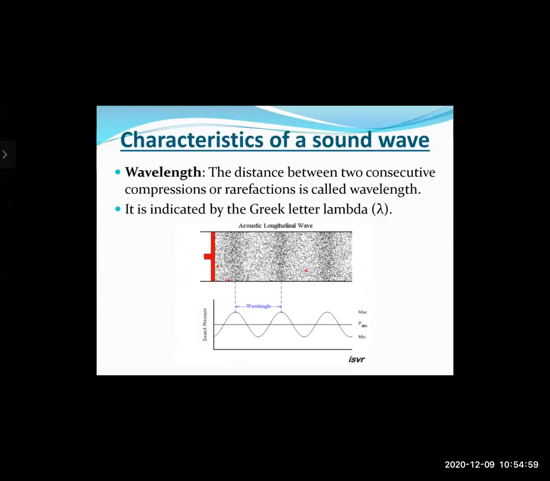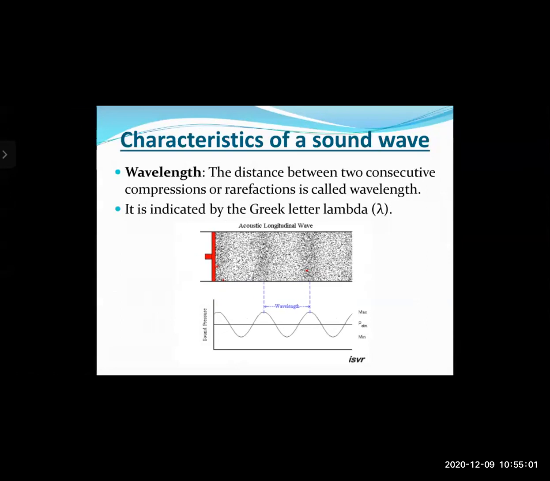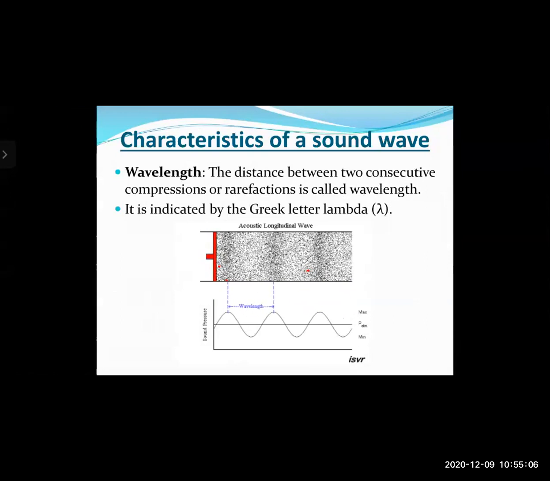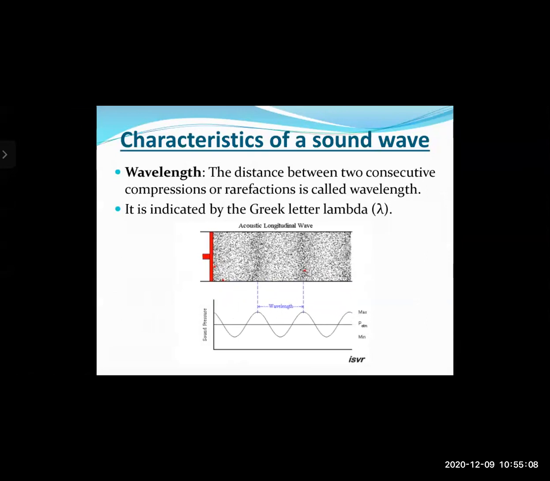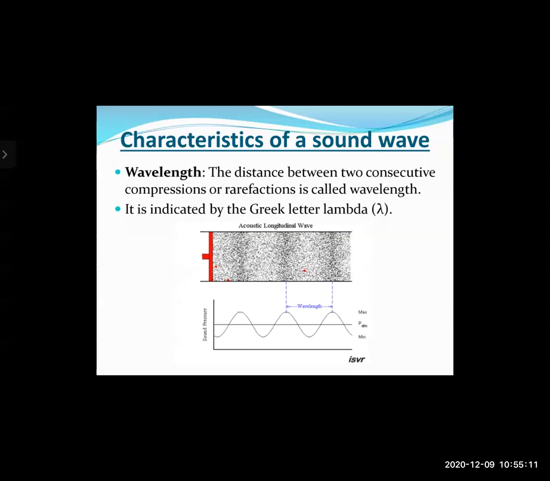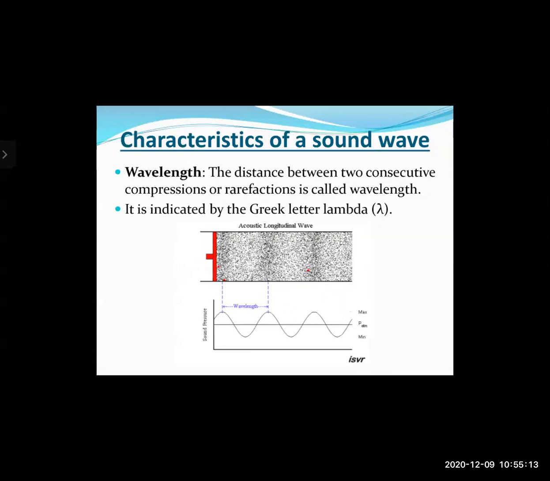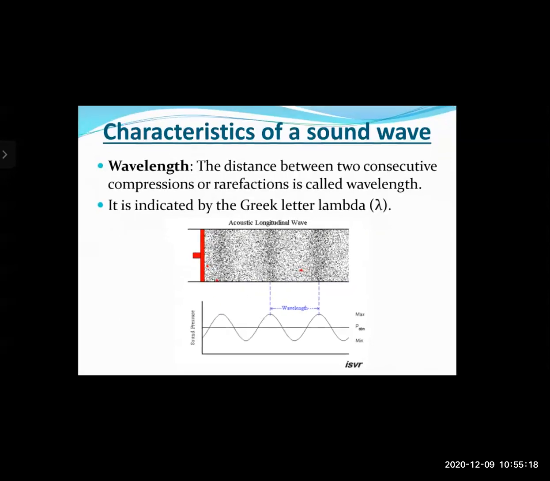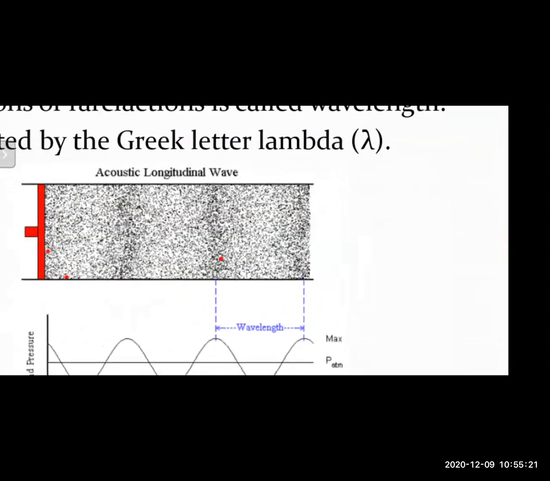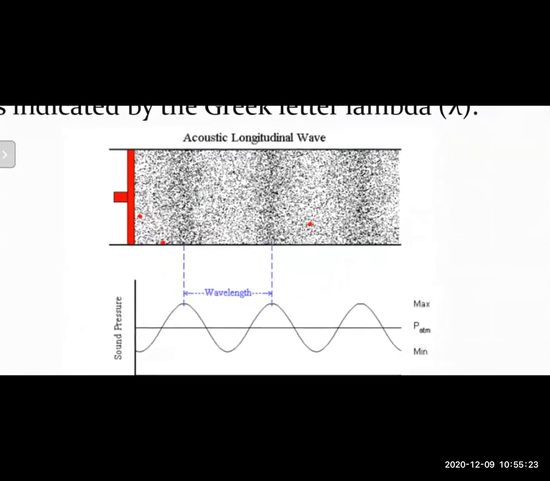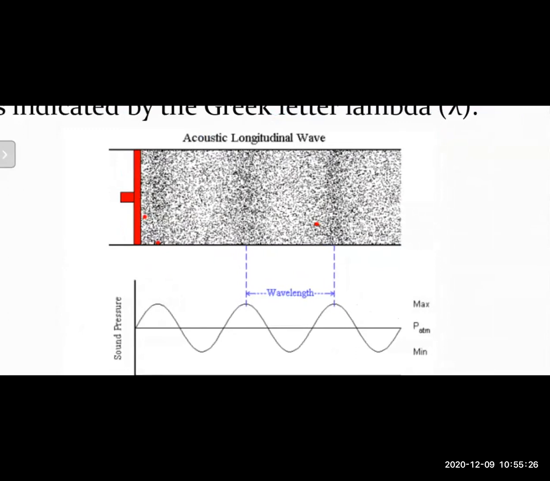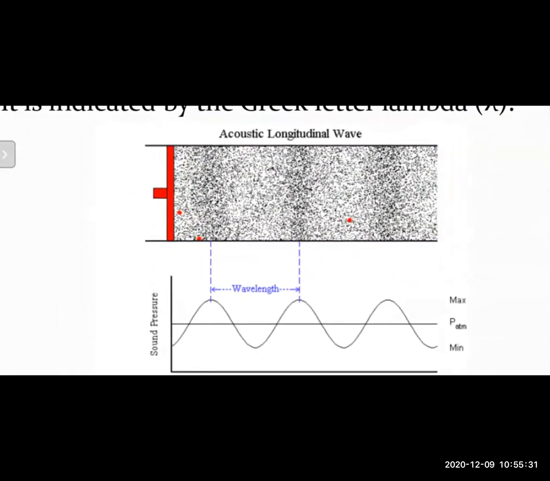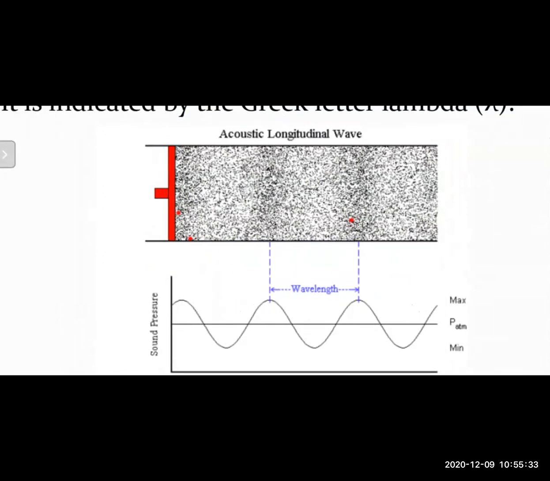Okay, so we are now going to study the characteristics and the different properties of a sound wave. The most important property of any wave is its wavelength. The distance between two consecutive compressions or rarefactions is called a wavelength, and it is indicated by the Greek letter lambda. Now if you observe this wave, the sound wave, the longitudinal acoustic wave, acoustics means energies related to sound.